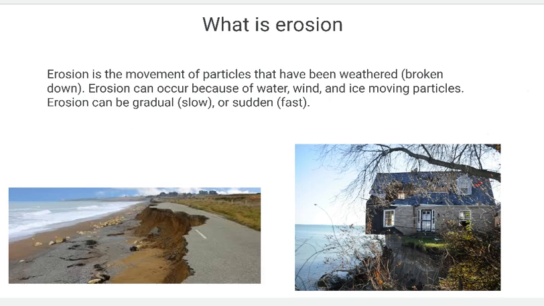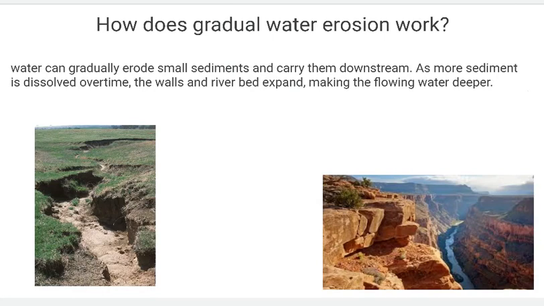So just as those three factors, water, wind, and ice, break down or weather parts of the earth, now the second part is erosion. After those particles have been broken down into smaller, finer sediments, they are easier to be moved through things such as water, wind, and ice. So, what is water erosion, or how does water erosion work? Water can gradually erode small sediments and carry them downstream.